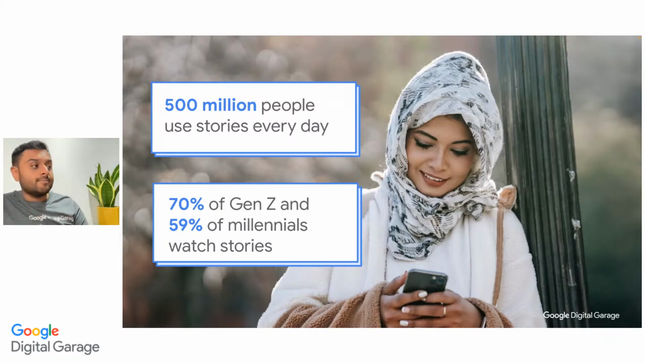And you can see here that 70% of Generation Z view social media stories on a regular basis, and 59% of millennials watch stories as well. Millennials are typically individuals born between 1981 and 1996, and Generation Z are the ones born between 1997 and 2012. But all in all, the basic gist of these statistics and figures is just to highlight that there's visibility and there's attention. That's the main factor with social media.